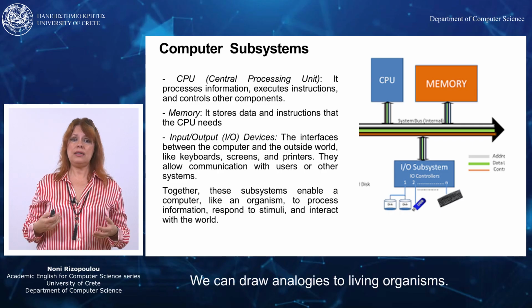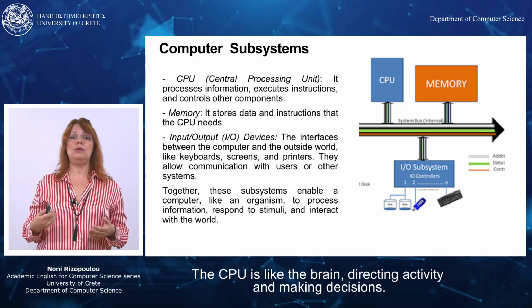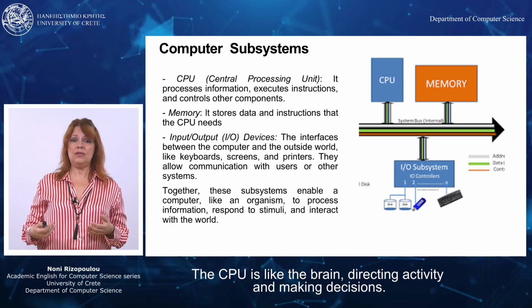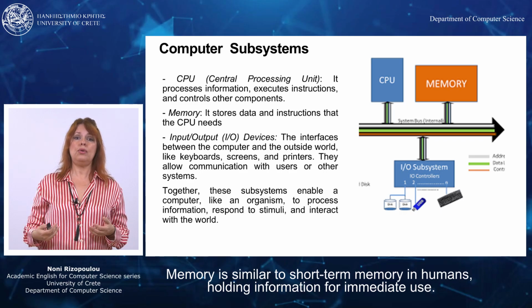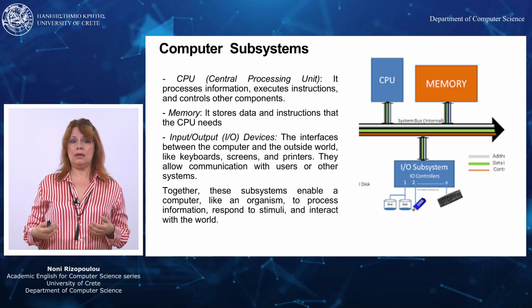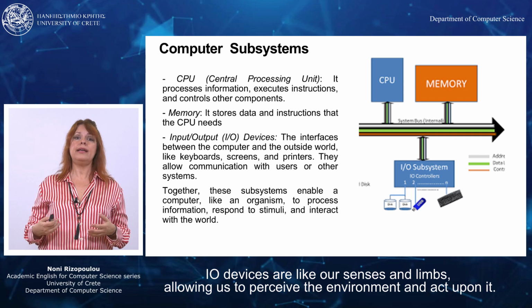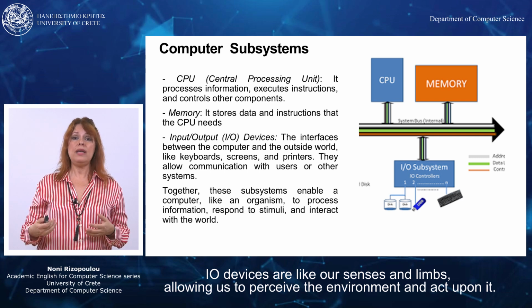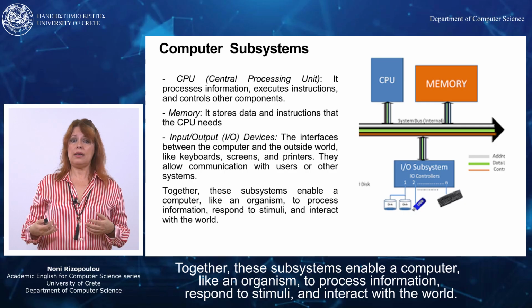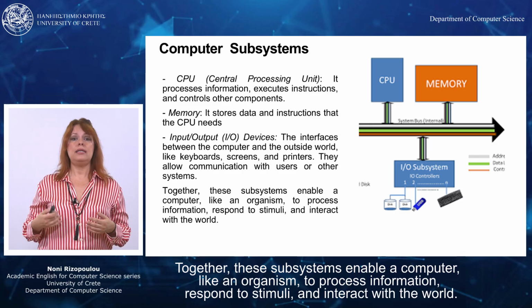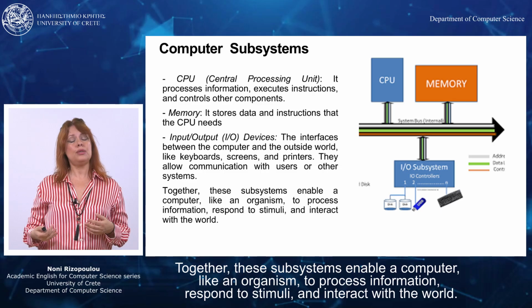We can draw analogies to living organisms. The CPU is like the brain, directing activity and making decisions. Memory is similar to short-term memory in humans, holding information for immediate use. I/O devices are like our senses and limbs, allowing us to perceive the environment and act upon it. Together, these subsystems enable a computer, like an organism, to process information, respond to stimuli, and interact with the world.